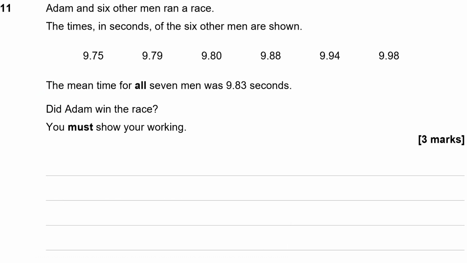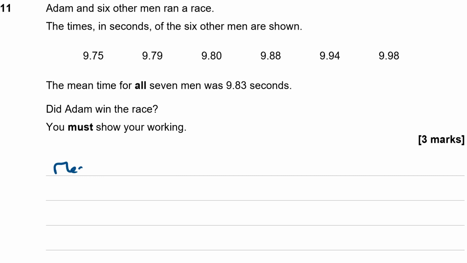In question 11, we're told that Adam and 6 other men ran a race. The times in seconds of the 6 other men are shown. The mean time for all 7 men was 9.83 seconds. Did Adam win the race? You must show your working. Okay, so we've got the times for the 6 men that Adam raced against, but we don't actually have Adam's time. So let's use a bit of algebra and call Adam's time x to start with.